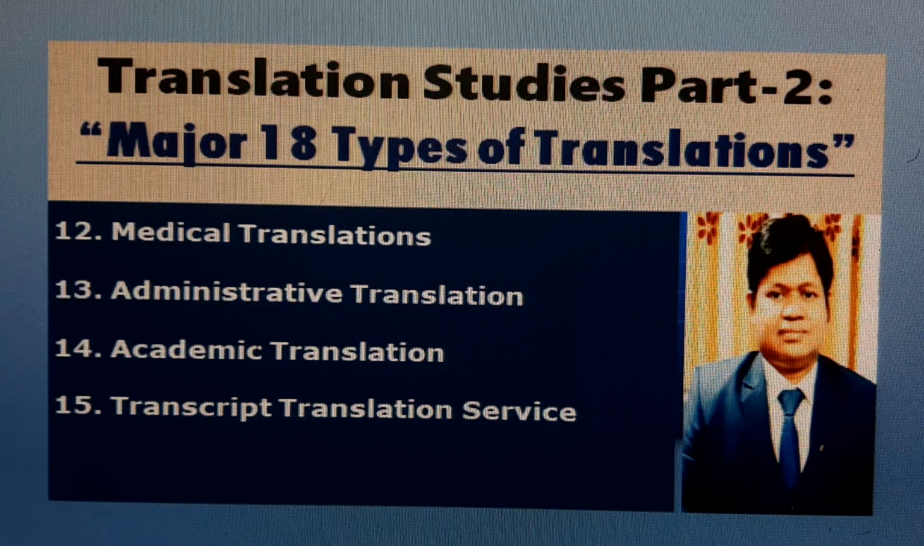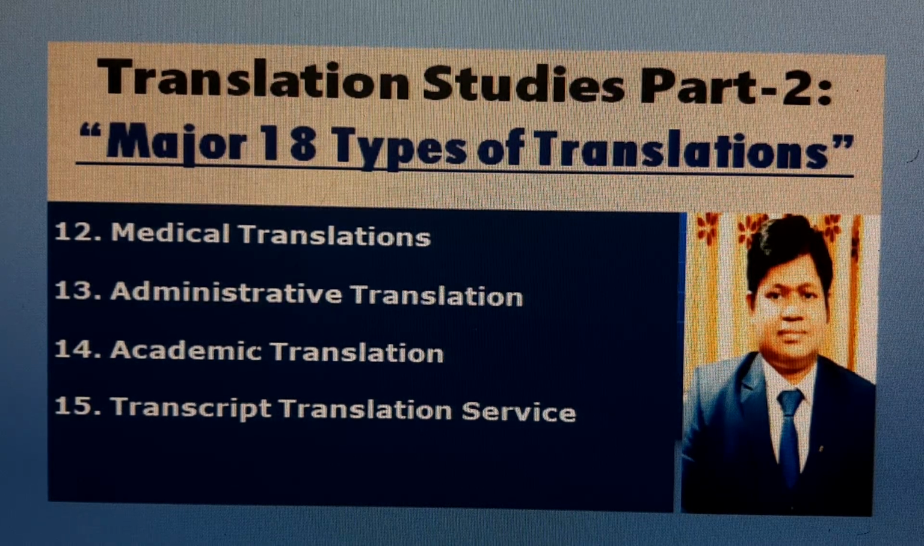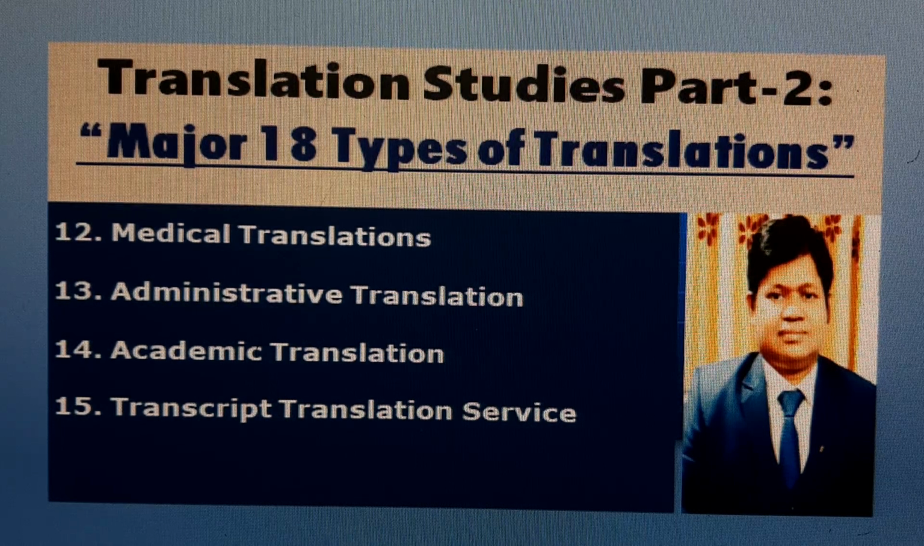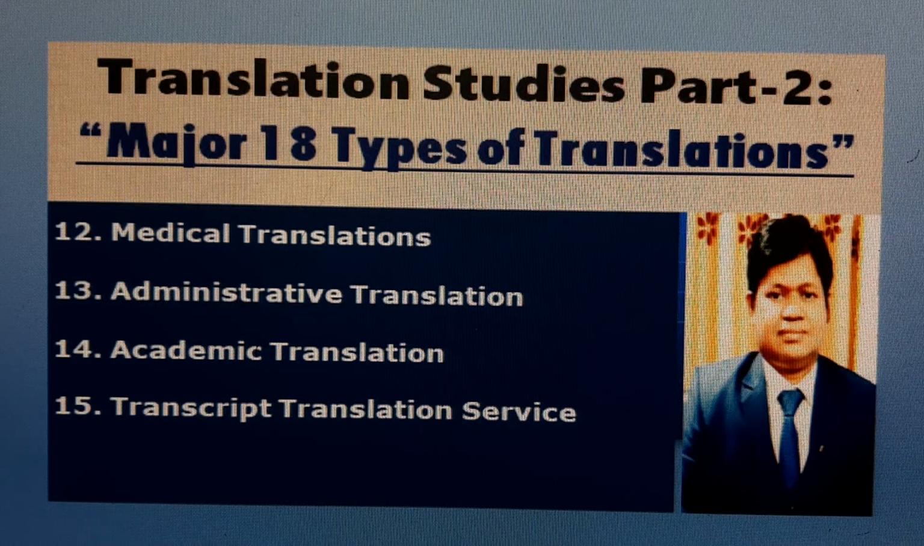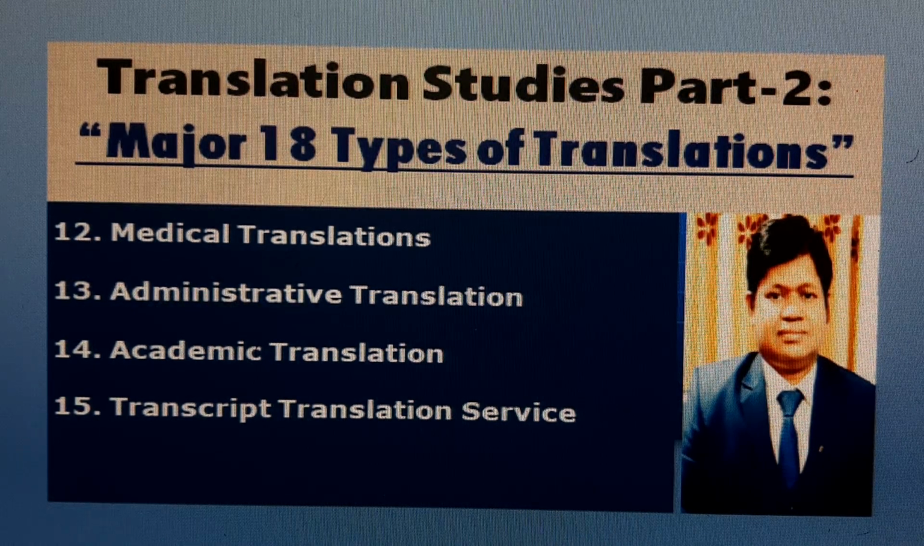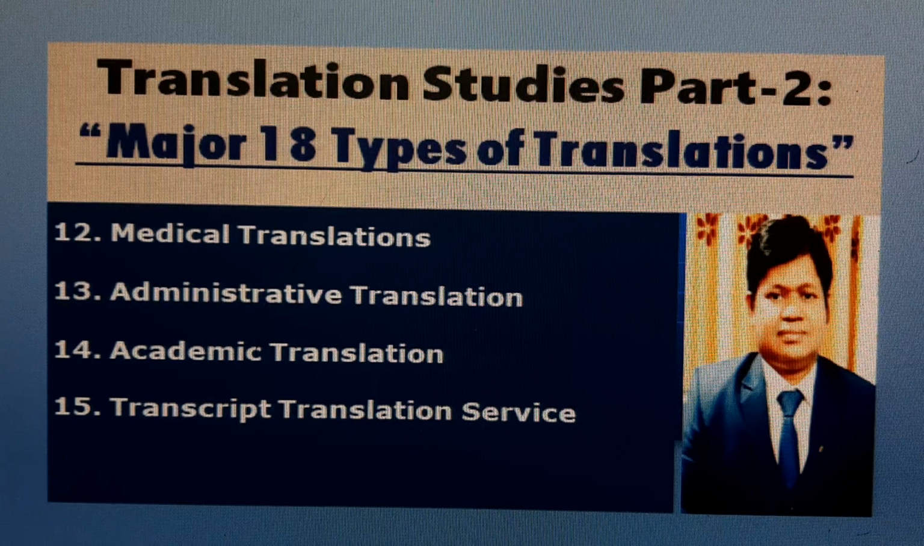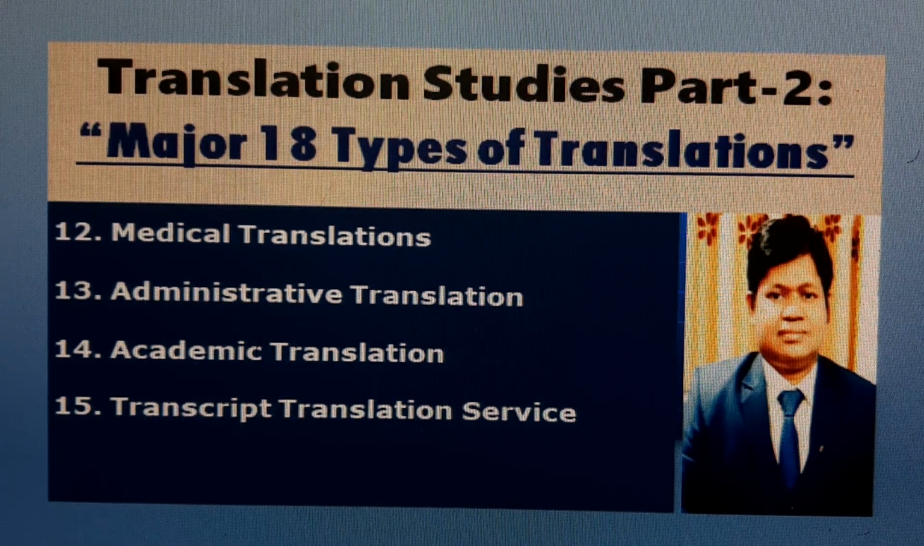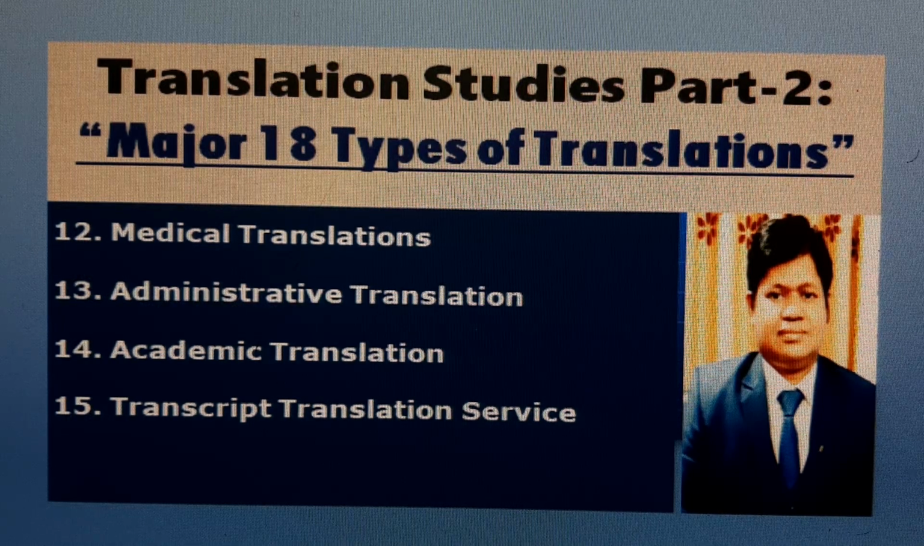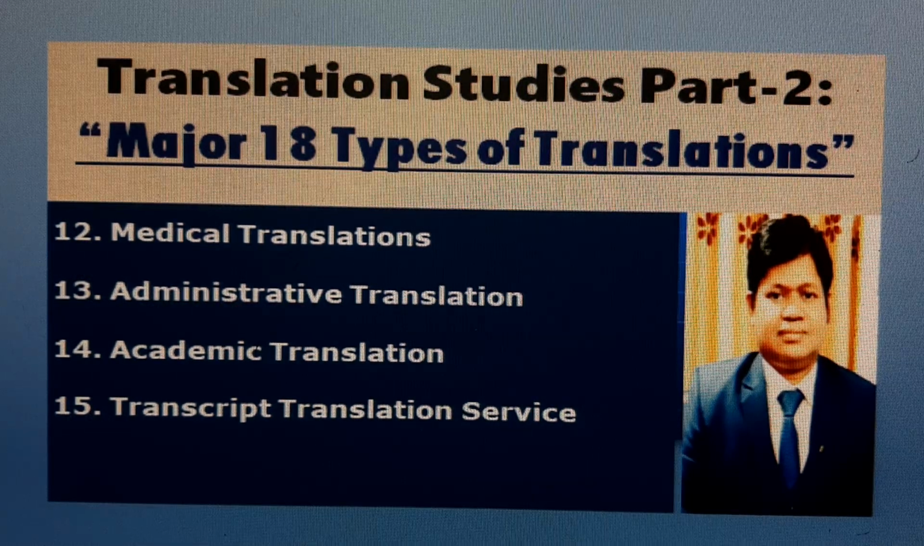Number 14, academic translation. Academic translation is a type of translation that doesn't accept errors. For this reason, the translation should be done very carefully. To do this, it's necessary to take an academic translation course, conduct comprehensive research, and get training on how to do an academic translation, for it's a fertile domain for learning and earning together.